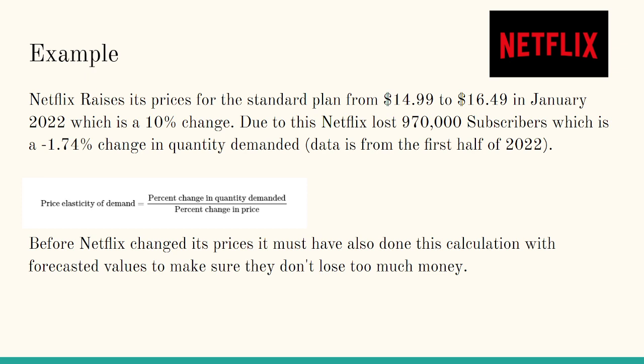So we can apply the same formula here, percent change in quantity demanded divided by percent change in price, and we get negative 0.174, meaning that a 1% increase in Netflix's price will result in a loss of 0.174% in demand. And Netflix actually must have done this calculation before they went ahead and increased its price, and they saw that, hey, our demand won't change by much, so we should go through with this.